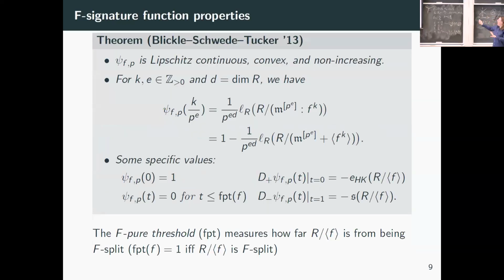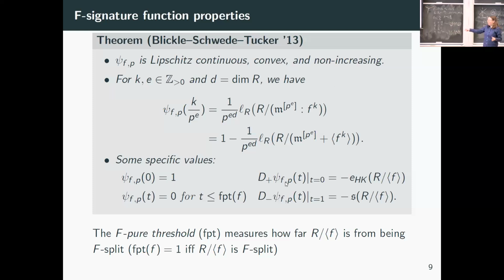Okay, so some properties we have here: this F-signature function psi, analytically speaking, is a pretty nice function. It's Lipschitz continuous, convex, and non-increasing. And the original definition I gave you was vague, but if you're plugging in t's of this specific form, a rational number with a power of p in the denominator, you have a very explicit description of what the F-signature is. And this is nice for actually computing things, right? This is very concrete.